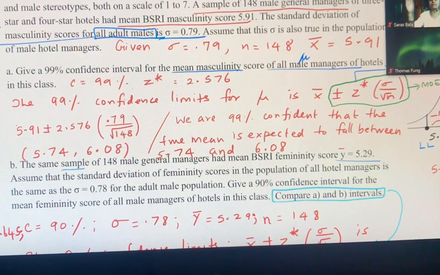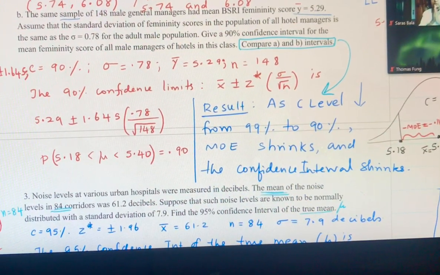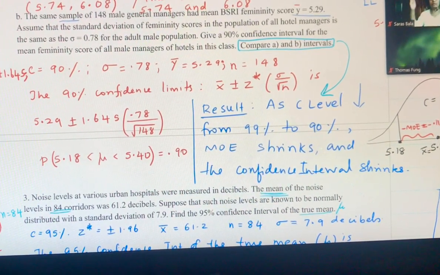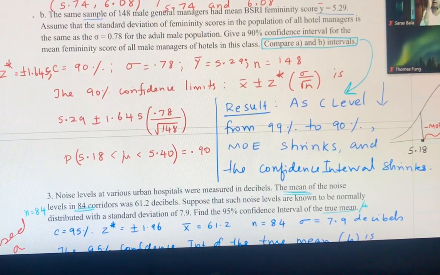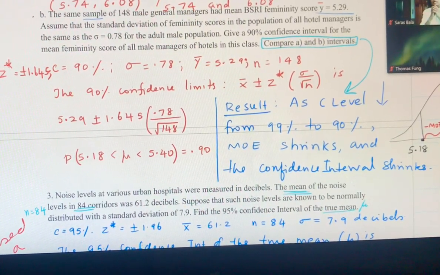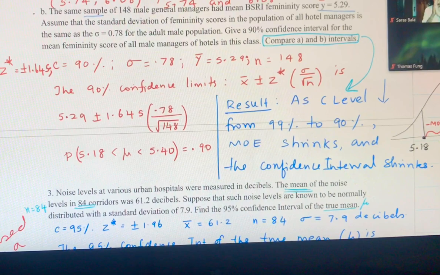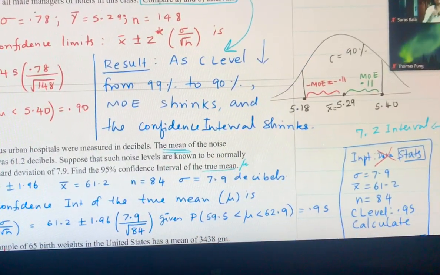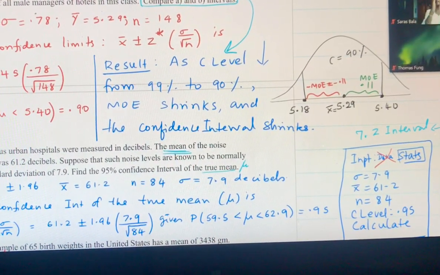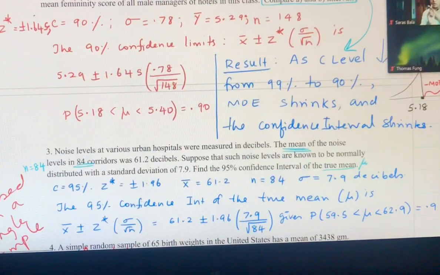Whereas in 90%, that number is shrinking, and that's going to be 1.645. The confidence level as 90%, the Z star value is going to be 1.645. So because of that, the confidence level is going down. From 99% to 90%, you will notice that the margin of error is also going to be shrinking, and as a consequence, the confidence interval is also going to be shrinking. So I would like to mention here the result: as C goes down, the margin of error shrinks, and as a result, your confidence interval is going to be shrinking. Okay, all right. So that is one result that we have seen.